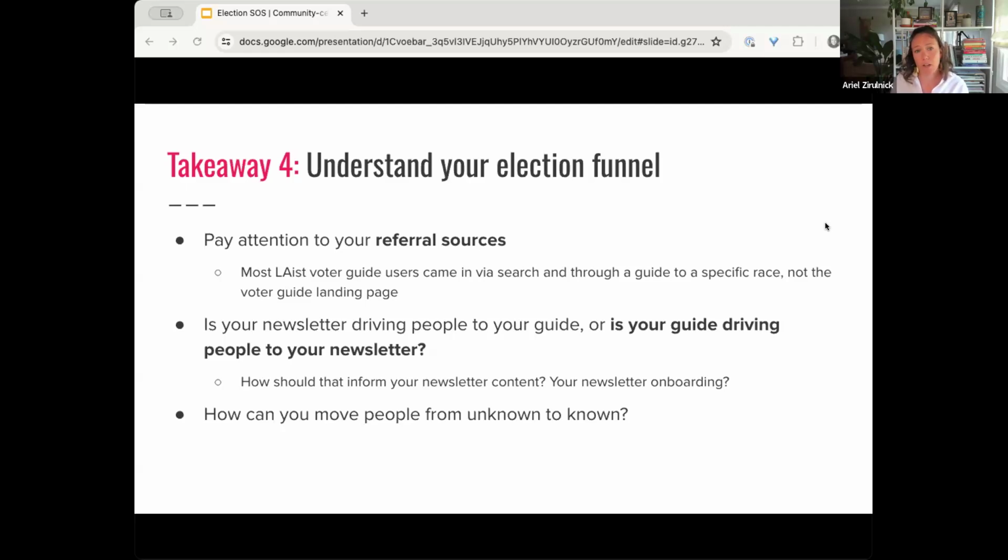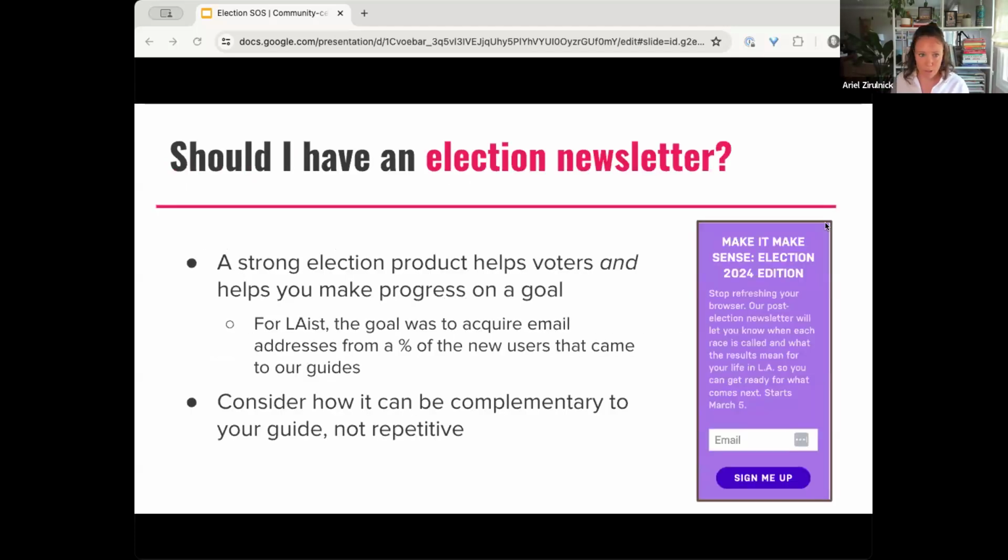A key thing to ask yourself as well is probably many of you will get a huge swell of first-time users to your voter guide, folks that don't engage with you the rest of the year. So how can you move even a slice of people in that new user subset from unknown to known? How can you get an email address from them or a phone number for them? Or how can you get them to fill out a survey about their experience with the voter guide?